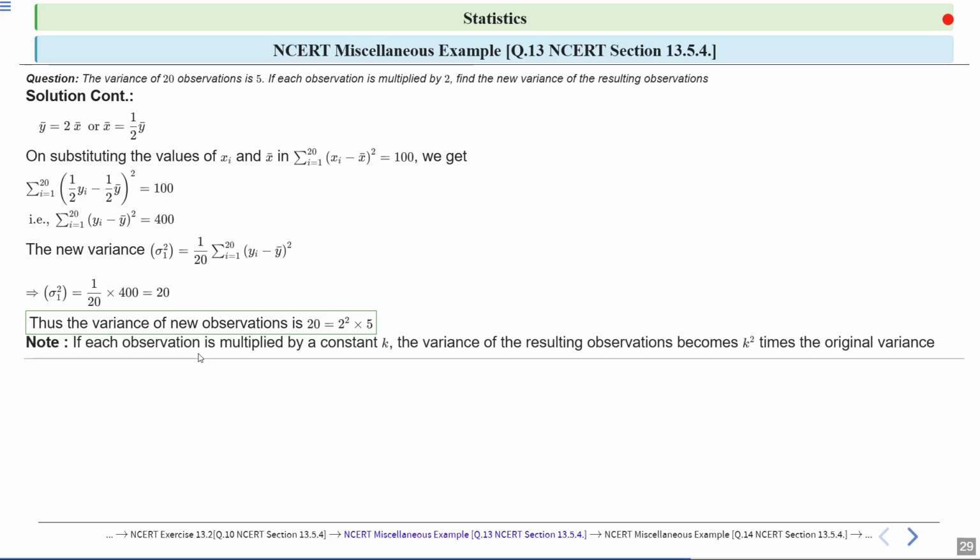So note, if each observation is multiplied by a constant k, the variance of the resulting observation becomes k squared times the original variance. So note this point. This is a very important point to find the variance of scaled observations.